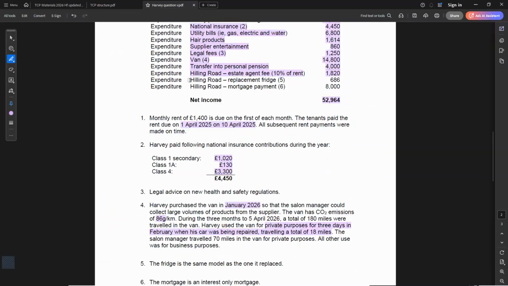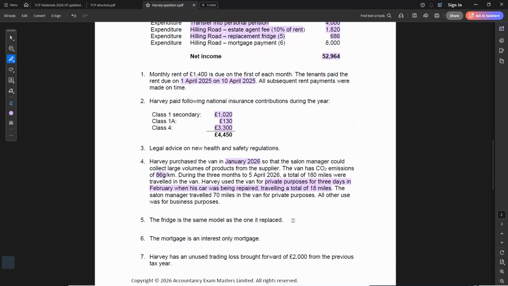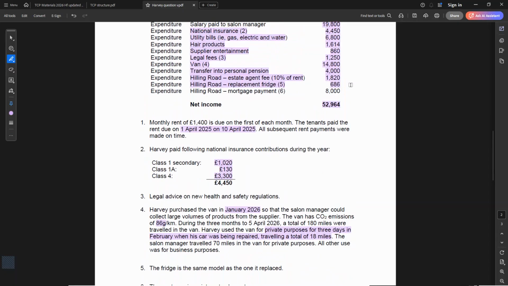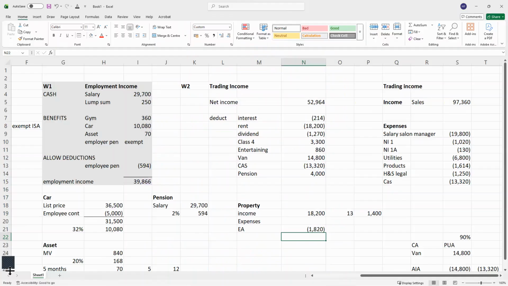And then Hilling Road replacement fridge with a note 5, £686. The fridge is the same model as the one it replaced. So where we have a replacement of an item and there's no upgrade on it, so it's replaced on a like-for-like basis, then this is a deductible amount. So as the fridge is the same model as the one it replaced, then £686 will be deductible here. If it had been an improvement, then we would have to look at the amount that will be disallowed here. So we can deduct £686 for the replacement fridge.